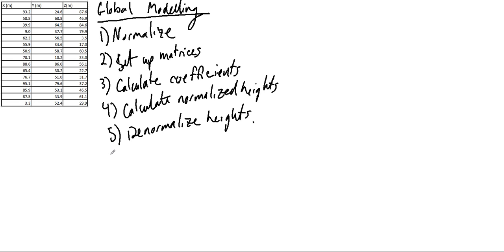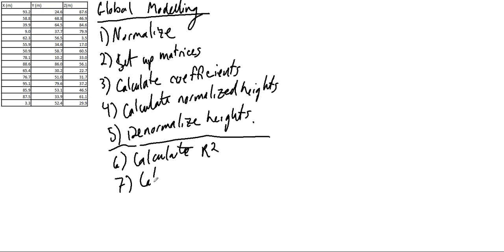Once these 5 steps are done, at that point you can calculate your R² value and then calculate your F statistic. So these are the steps.